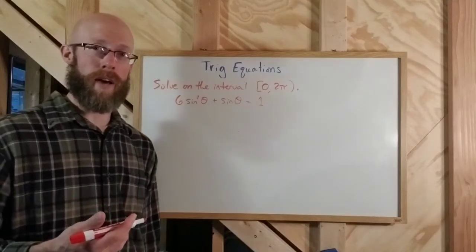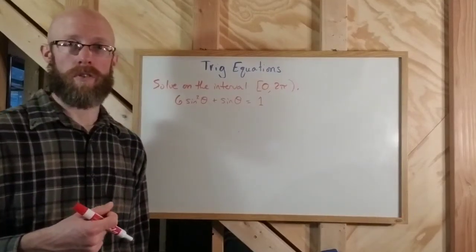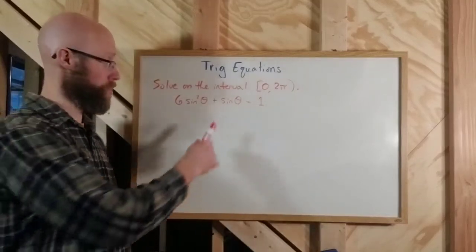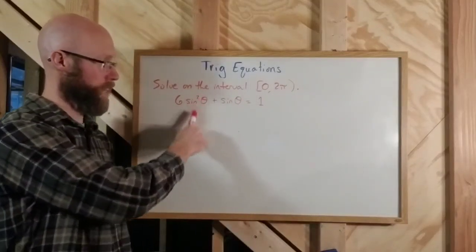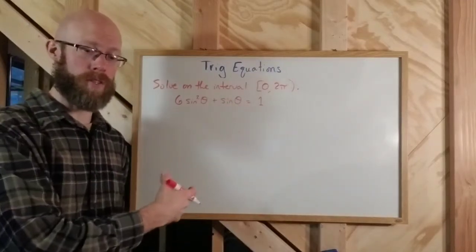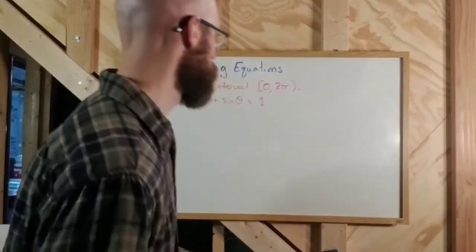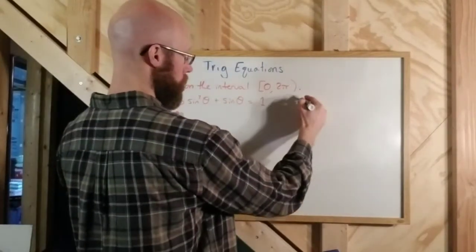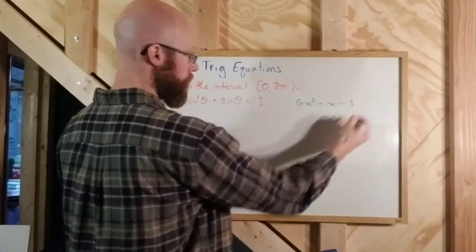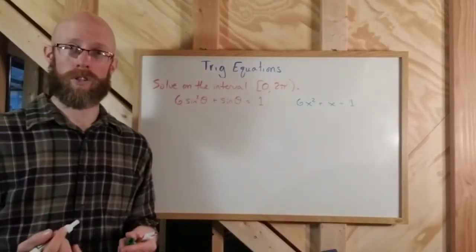Generally, when you have a situation like this, it's like solving a polynomial equation, right? Or a quadratic equation where you have an x squared and an x in the same equation. You could almost think of this in the same way as the equation 6x squared plus x equals 1. It's a very similar structure to the equation.